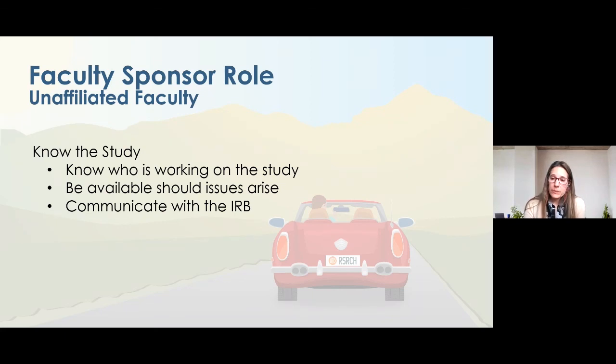So know the study, know what's going on with it, know who's working on it. Be available, especially if activities are happening here at UTD campus. Be available if anything happens, so that you can go there, or have a phone call. Be available to that PI, that principal investigator, should they need to do so. And then communicate with the IRB if the status changes.